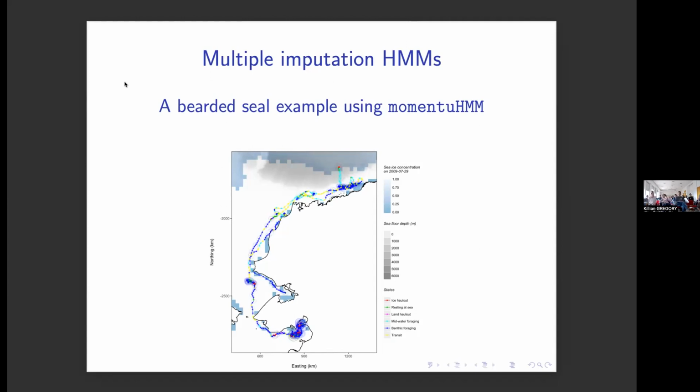Okay, so this is just going to be an applied example with momentuHMM, and this is using some bearded seal data that my lab collected. These guys are really, really hard for us to catch, and we only got like 7 after years of effort. So these were very important to us, and we wanted to extract the most we possibly could out of them.